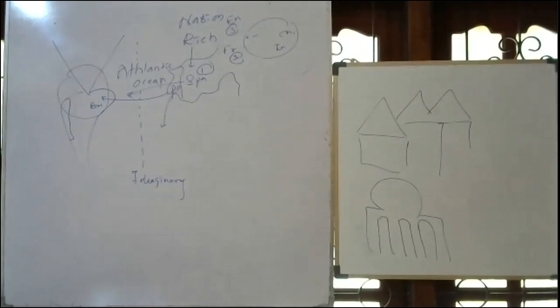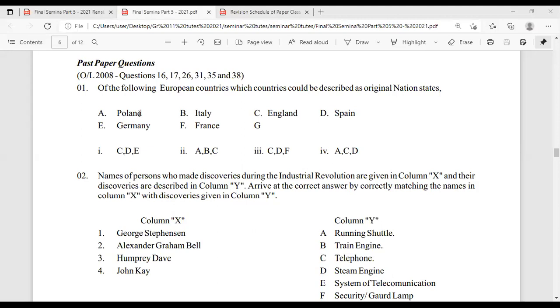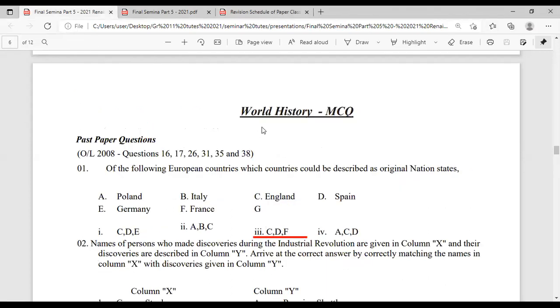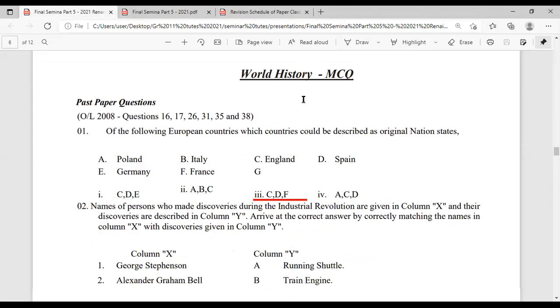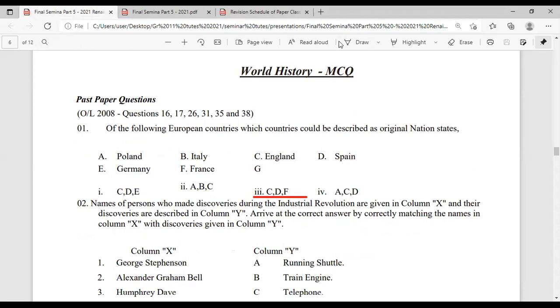The answer here. Now see Poland, Italy, England, Spain, Germany, France. So Spain, France, England: D, F, C, or CDF. So here you can see the answer, CDF. Third answer. Good. Now once again, the next question.